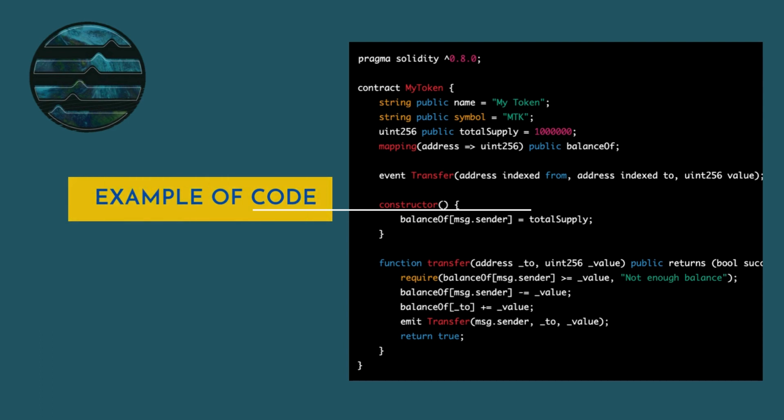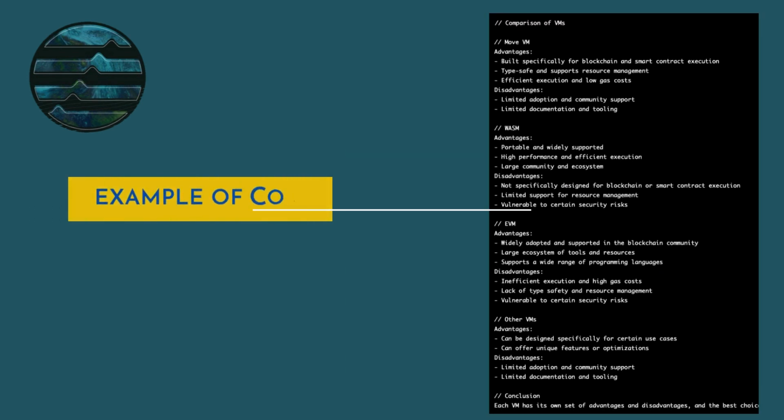Smart contract development requires careful attention to security and best practices to prevent vulnerabilities and protect user funds. Here's an example code snippet that compares the advantages and disadvantages of MoveVM, WASM, EVM, and other VMs. The code snippet provides a comparison of the advantages and disadvantages of several virtual machines, VMs, that are commonly used for executing smart contracts on blockchain platforms.